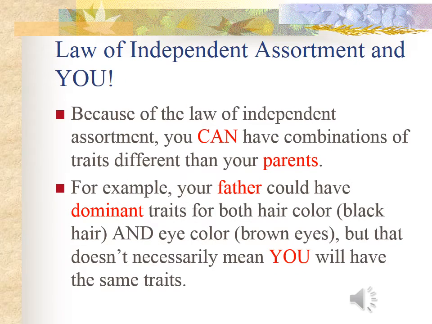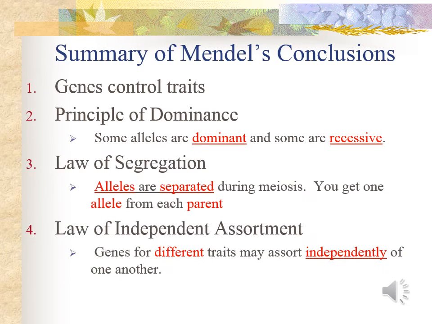Okay, a little more about the law of independent assortment. Because of it, you can have combinations, like I said, different than your parents. You can look different from them. Some people look very unique in their family. For example, your father can have brown eyes and dark hair, but you may have a different trait inherited, because the dark is generally the more dominant, but you inherit the recessive. So you can get very different combinations, and we see those all over families.